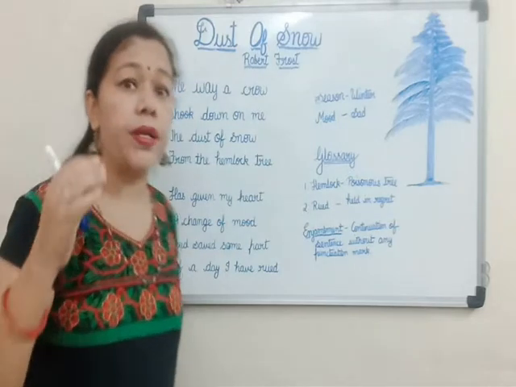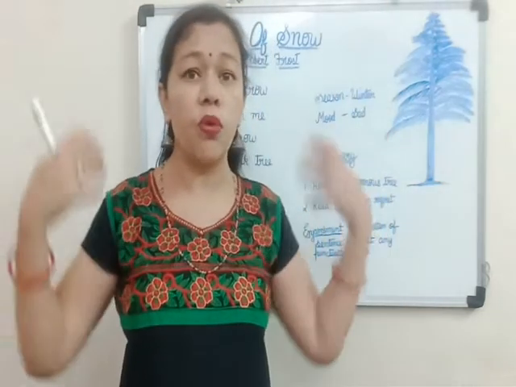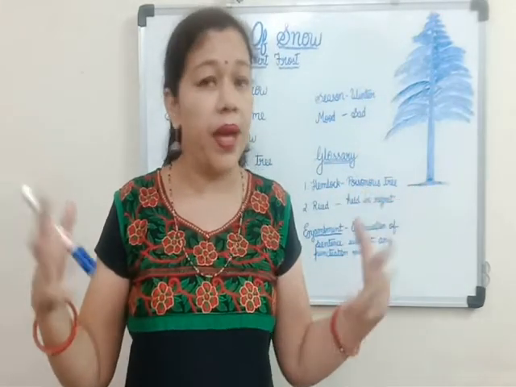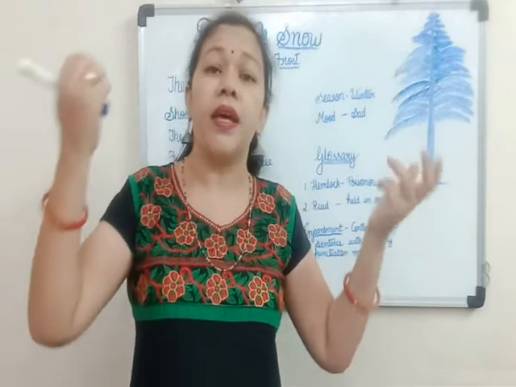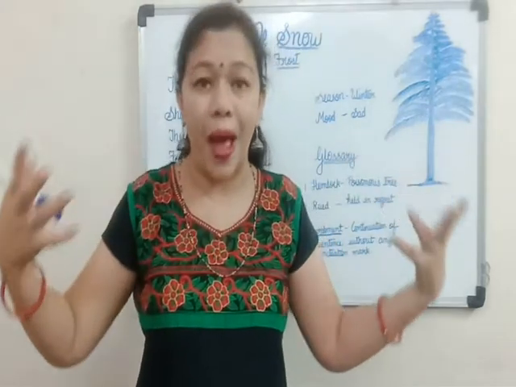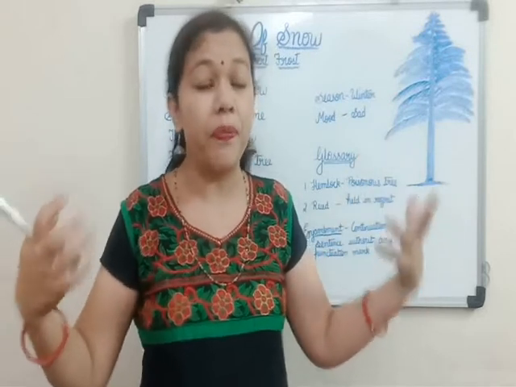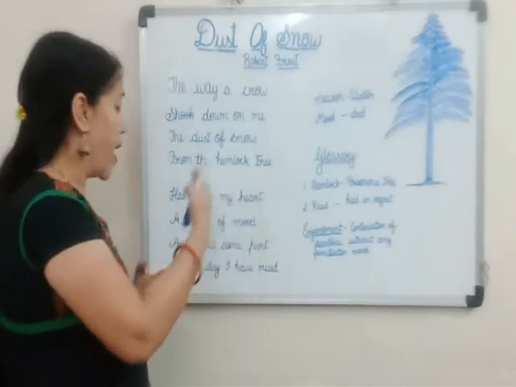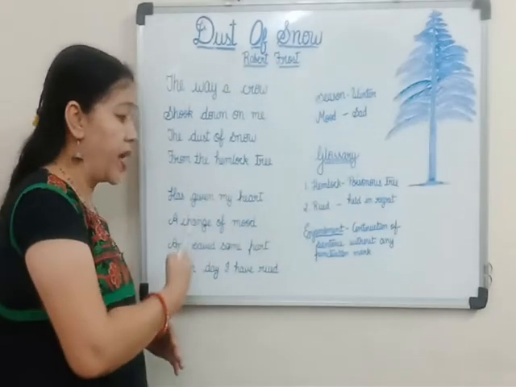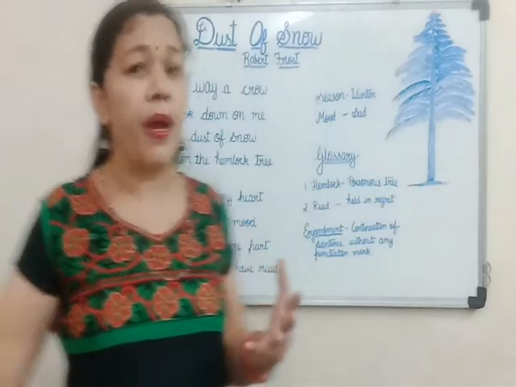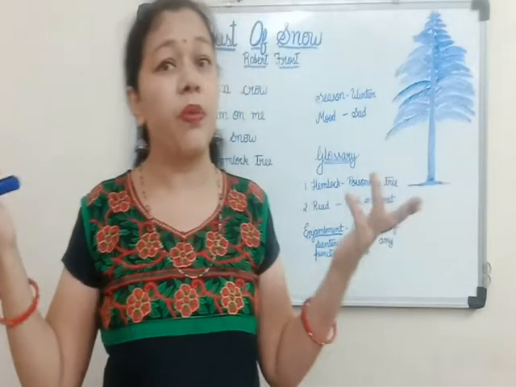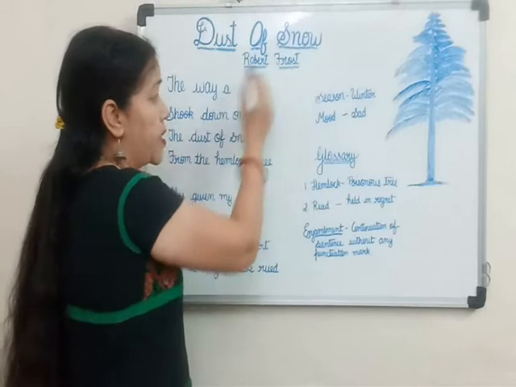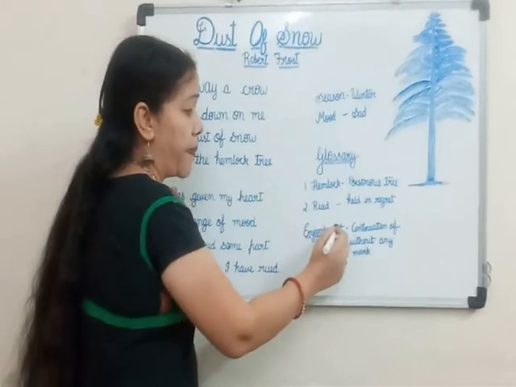Now here the poet is saying that the dust of snow which has fallen on him from the branch of the tree has revived him, has energized him, and his sadness has changed to happiness. He is feeling happier, and he is saying that this change of mood has saved some part of the day which he would have spent in sadness. So now the poet is very happy.